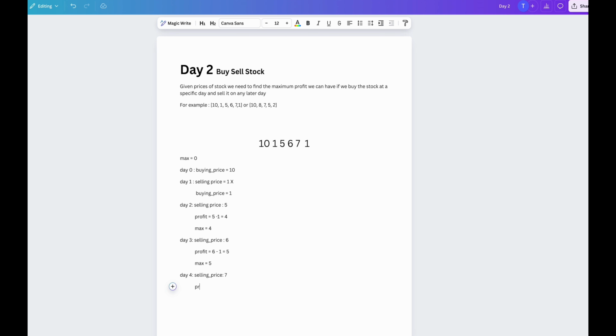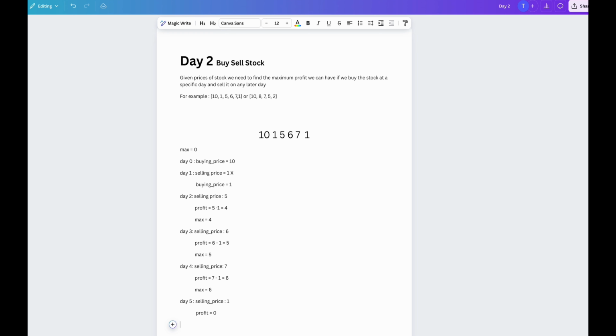So my profit is going to become 7 minus 1 equal to 6, which is greater than my current max. So my max is gonna become 6. So this is my profit on day 4. Now on day 5, my selling price is going to become 1, which means I will get a current profit of 0, which is not greater than my current maximum.